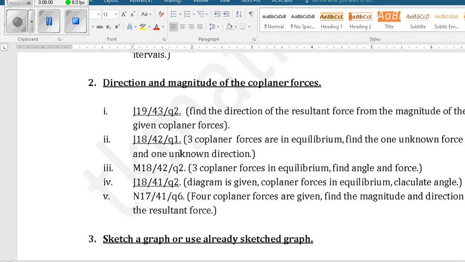If you want to revise direction and magnitude of the coplanar forces, which are all applied on the same plane, here are 5 questions. Again, the description is here. I'm just stopping on this for a few seconds so that you can read, or you can put the video on pause. Direction of the resultant, you have to find out. Okay, so 3 forces given, 1 is unknown, so you have to find it.